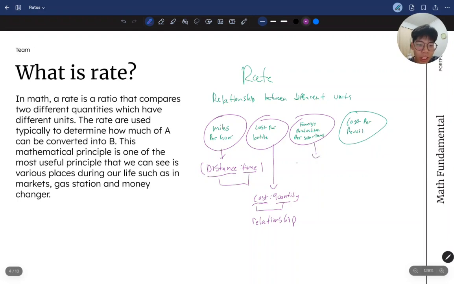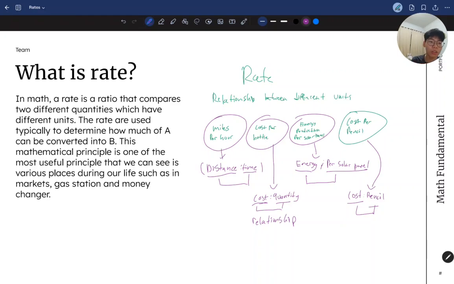This one, it's energy per solar panel. It's also a relationship. Cost per pencil. Even though cost and pencils are 2 different units, they are still connected.